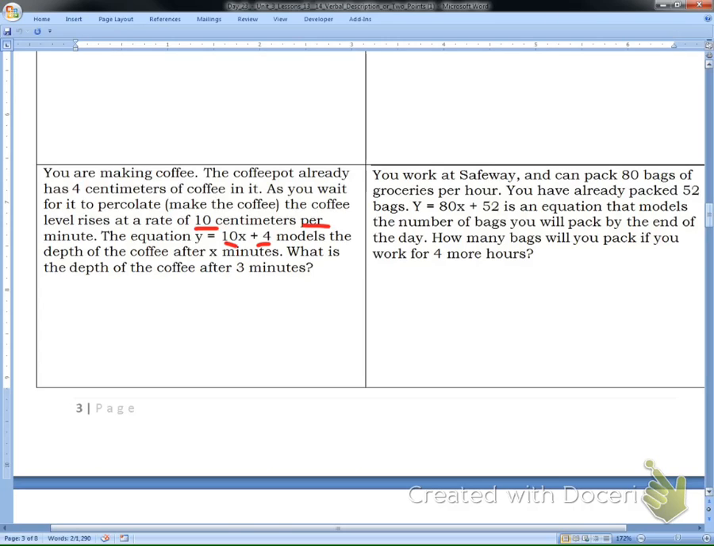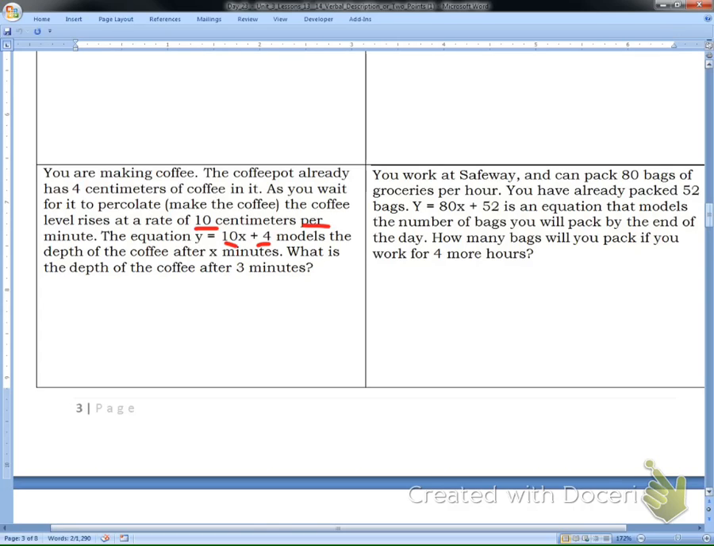Now this question is different from the other ones we had in the past because now we have this word problem that explains a situation and we have an equation, you can then use that equation with a given value. So they want to know what is the depth of coffee after 3 minutes. So how would we have to solve that? Well, they let you know that x is representing the minutes. So if we know how many minutes, then we can figure out our total depth.